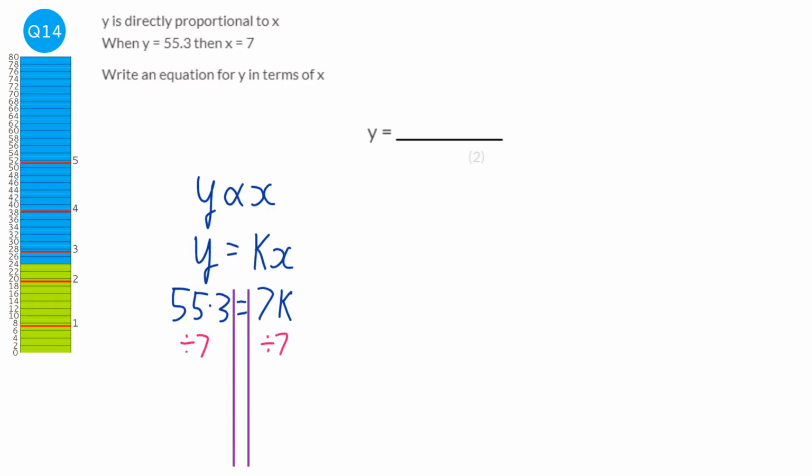And 55.3 divided by 7 is 7.9. And that's what k is. So we're going to rewrite this equation here, this formula here, y equals 7.9x. And that is actually our answer.